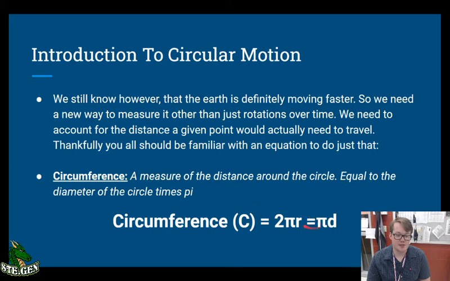A circumference is equal to the radius times 2 multiplied by pi, or the diameter of a circle times pi. And you will be using the pi key for this. Don't round it to 3.14. So that will allow us to calculate the distance traveled. If we know how long it takes to make one rotation, and if we know how much distance is traveled in one rotation, we can use that to figure out the speed.